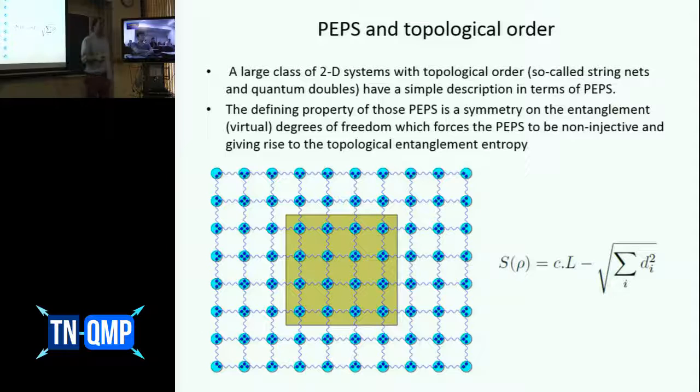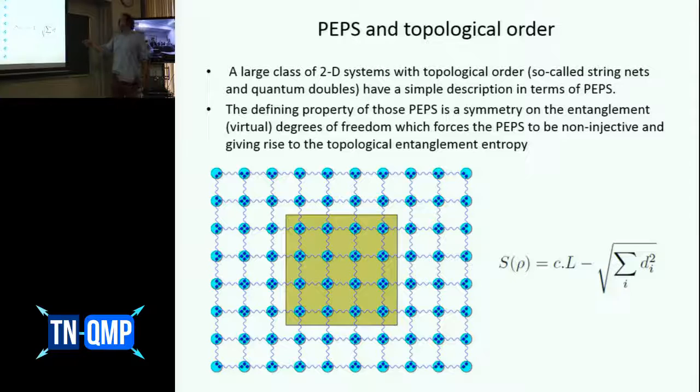So what you have probably all seen is that if you have a system with topological order, the entanglement entropy of this block has some kind of quantum correction. So if you take a block of spins in this PEPS and calculate the entanglement entropy, it scales like the size of the boundary of this block, but minus a constant.